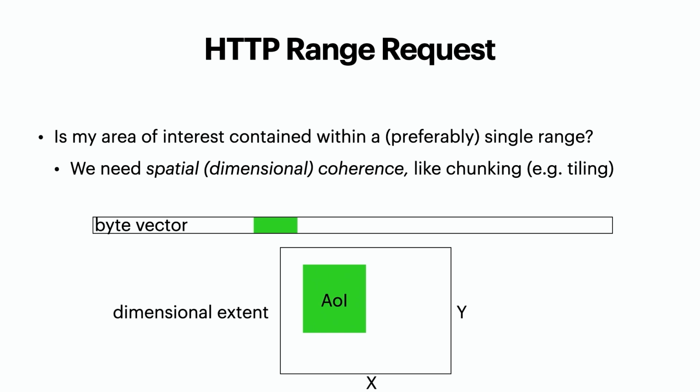So we need some chunking or tiling in 2D, right? So this is what it talks about. If you have that byte vector that you download with HTTP, ideally, if I have my whole data set in an X and Y dimension, and I have that green area of interest there in the middle, that should correspond to a single range in my byte vector, hopefully. The more ranges I have there, the worse it will get. So this would be good, right? This is coherence. And this would be bad. If I have a second area of interest, then I need to make multiple requests over large ranges of the file.